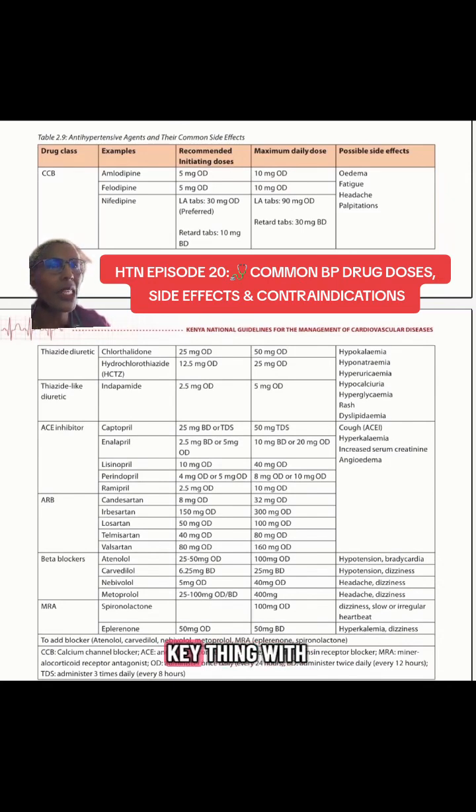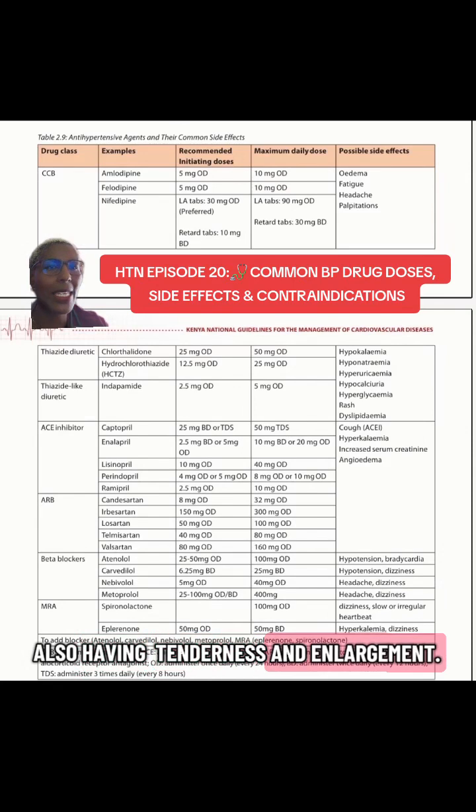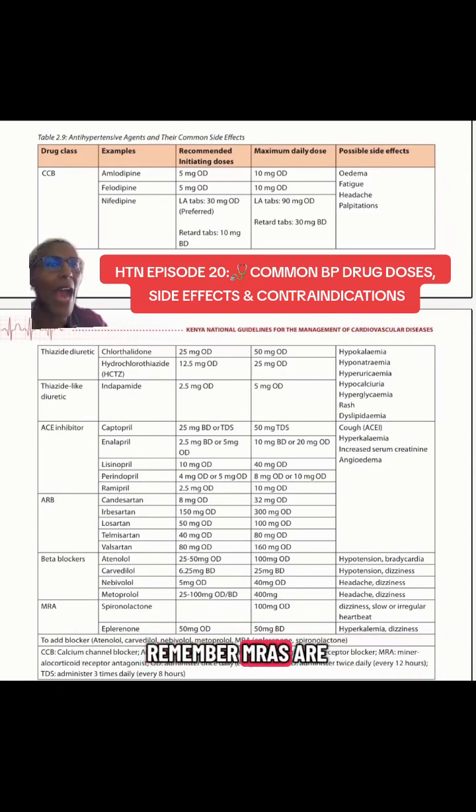So note, the key thing with MRAs, you monitor your potassium closely. If it's in a male, keep asking about breast tenderness. Have they noticed enlargement of the breast? And are they also having tenderness and also enlargement? And remember, MRAs are very effective for resistant hypertension. So those are your common drugs that you use and their doses.